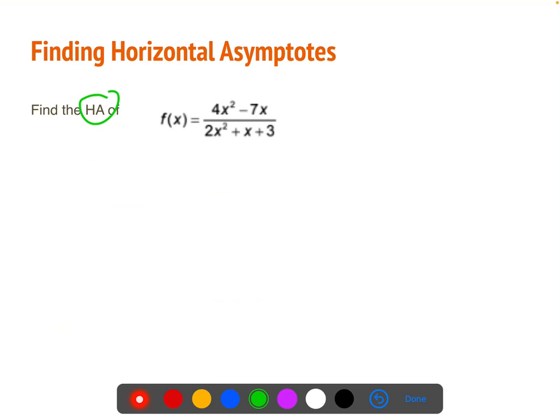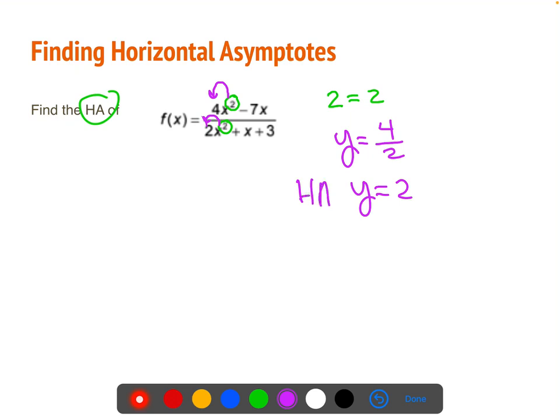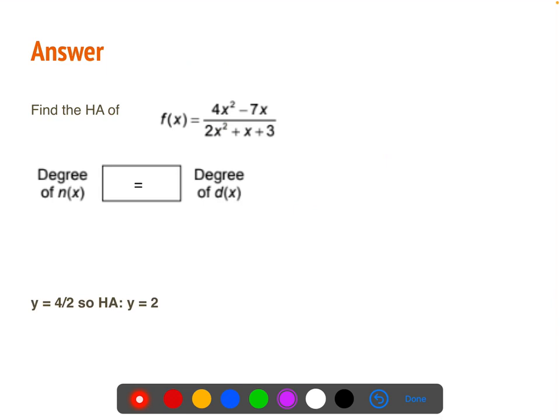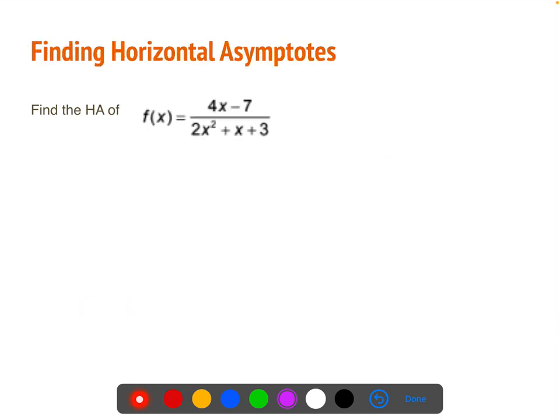All right, this one says find the HA. So what I'm going to do is check the highest and lowest exponents. That degree is 2. That degree is 2. That's the equals case. So according to it, I go to the big coefficients in front. So y equals 4 over 2. So that means 4 over 2 is 2. My HA is at y equals 2. That means there's going to be an invisible line separating the top from the bottom at y equals 2.